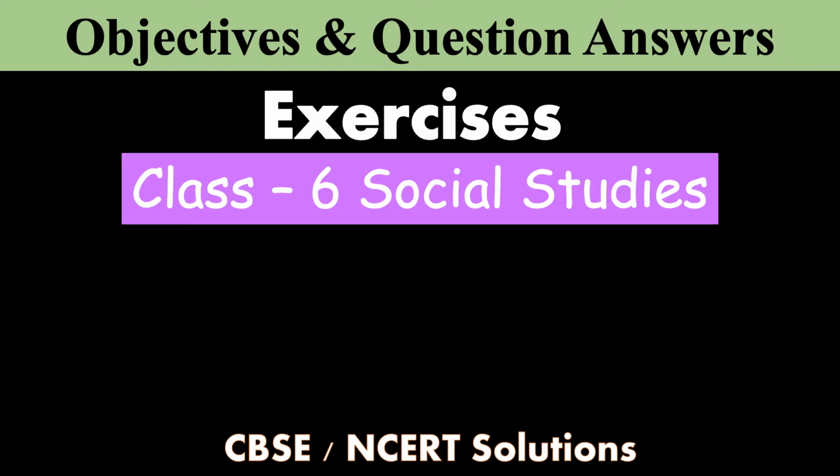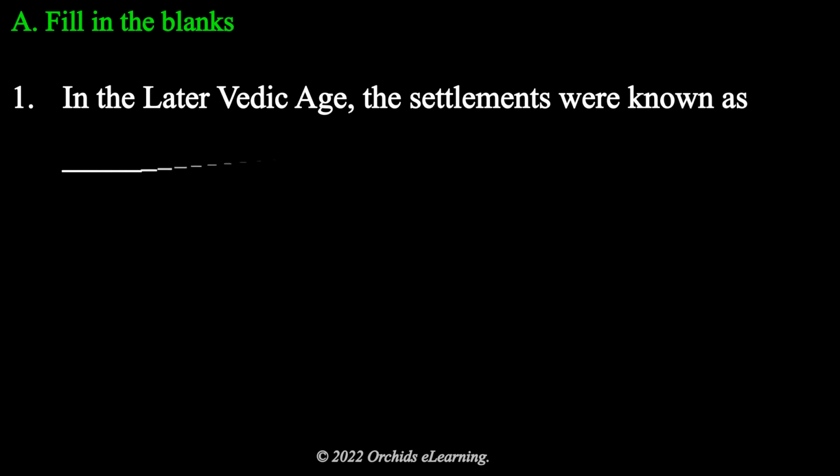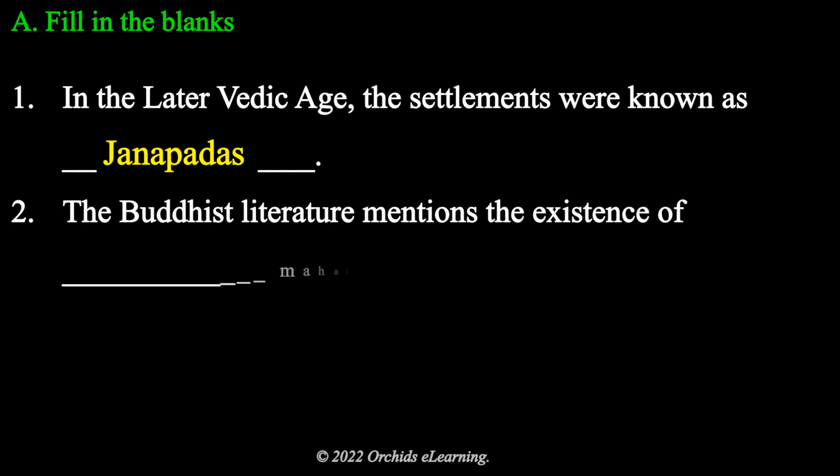Objectives and question answers on the lesson, The Age of Empires and Assemblies. Fill in the blanks. In the later Vedic age, the settlements were known as Janpadas. The Buddhist literature mentions the existence of 16 Mahajanapadas.